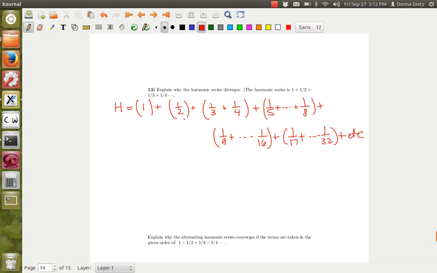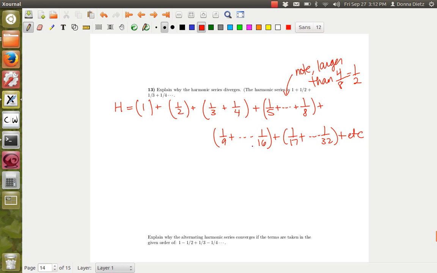You will see 1 is greater than 1/2 over here. 1/2 is 1/2. Then 1/3 plus 1/4 has to be greater than 1/2. So you note, just as an example, that 1/5 through 1/8 is larger than 4/8, which is 1/2. But each of these groups you can say that about.